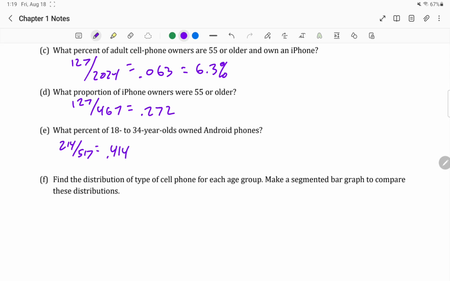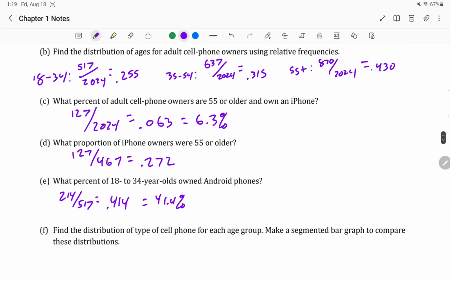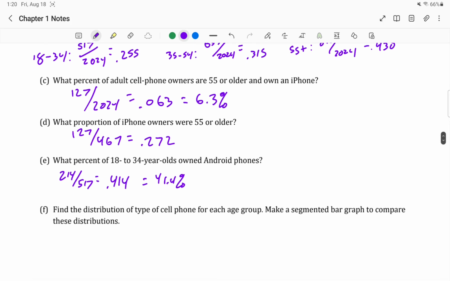It does say what percent, so I do need to convert that into a percent, right? As a general rule, if it asks for percent, give it percent. If it asks for proportion, give it proportion. Don't give it a percent if it asks for a proportion, and don't give it a proportion if it asks for a percent. Now, if you need the proportion to give you a percent, obviously you write it down, but make sure you end with what you're supposed to be ending with. Let me make that a little cleaner for you.